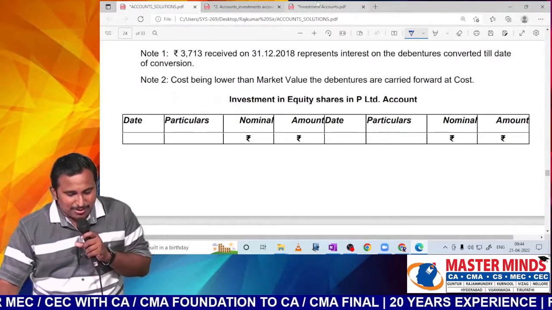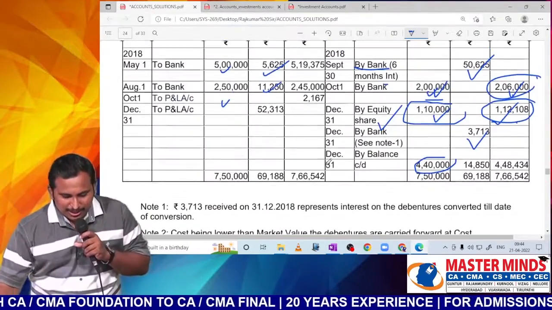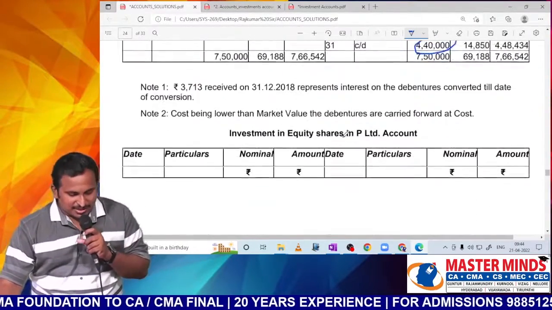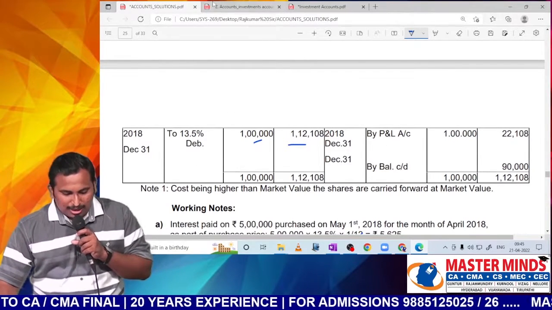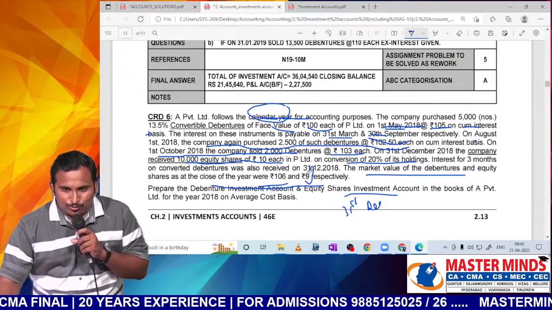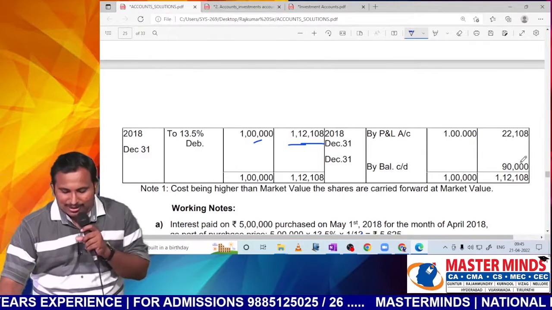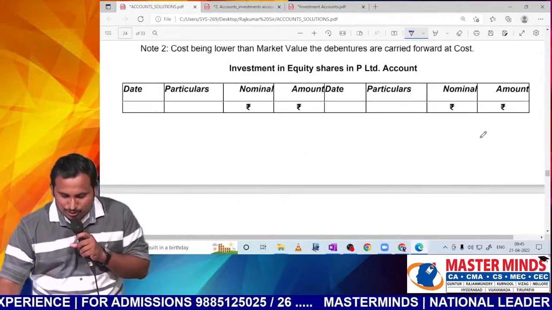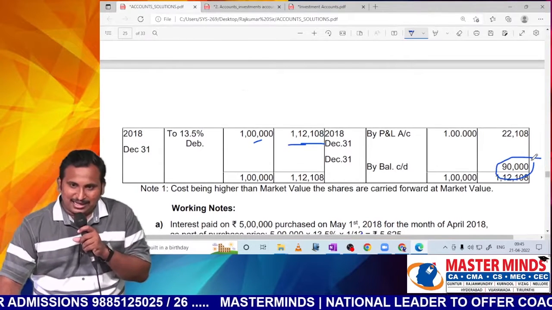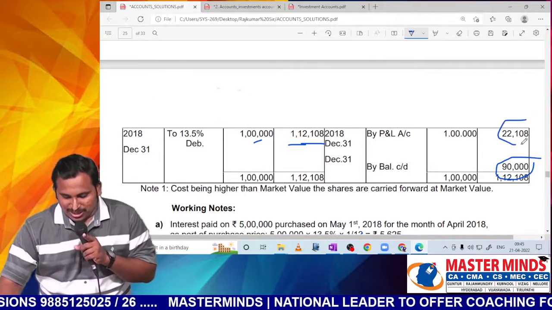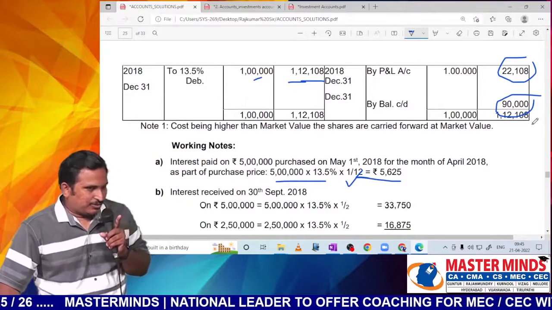Here, in the same question, they may ask you to prepare the equity shares account also, sir. Very simple. In the debentures account, what you have written? Buy equity shares. In the equity shares account, you will write to debentures. Then at the year end, they have given one value, 9 rupees. How many equity shares? 10,000. Cost for you is 1,12,000. Market value is 9 rupees. So 10,000 into 9, closing balance should be 90,000, because whichever is lower. The difference should be transferred to P and L. In that way, you have to prepare the equity shares account.